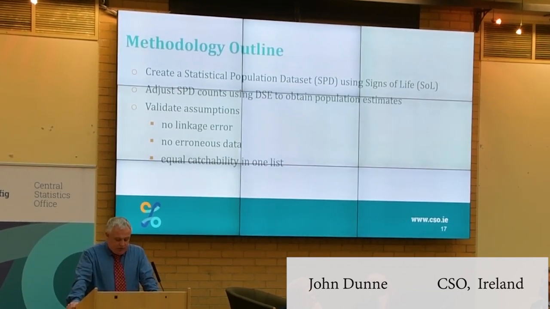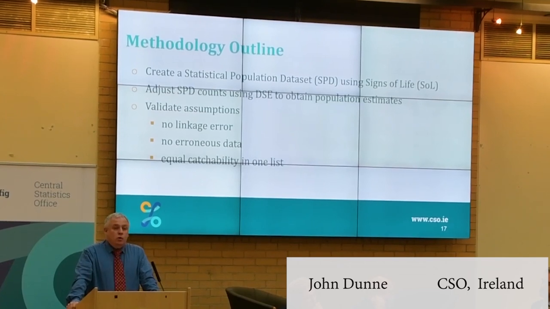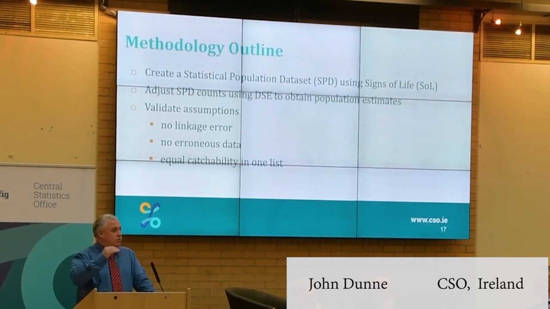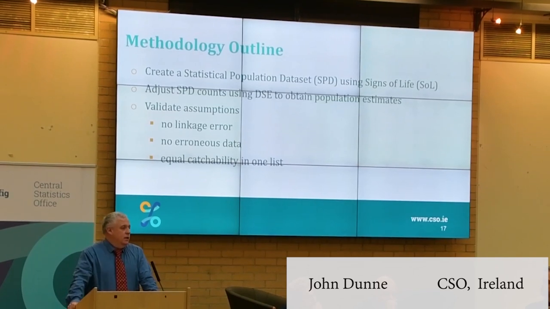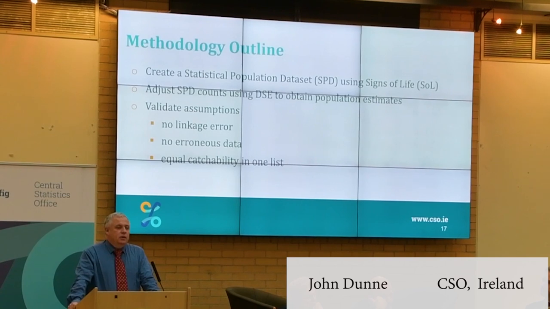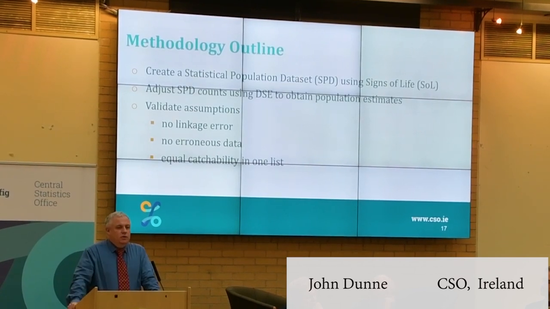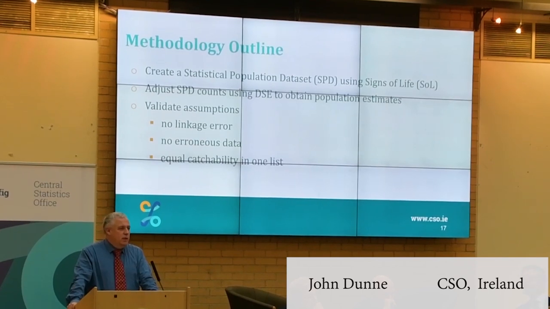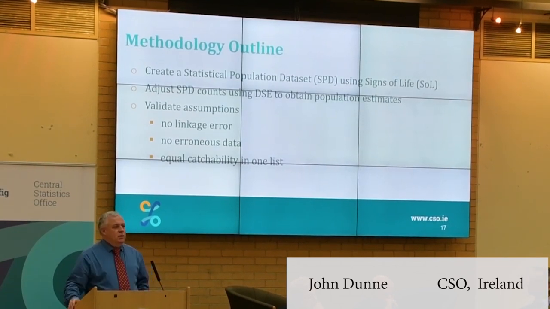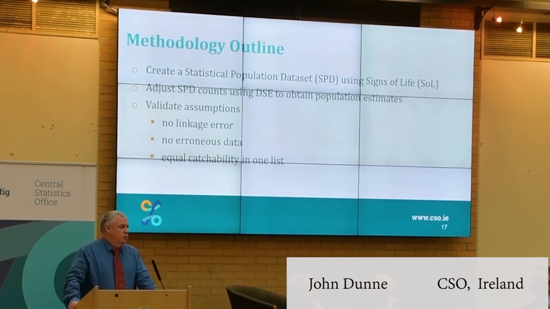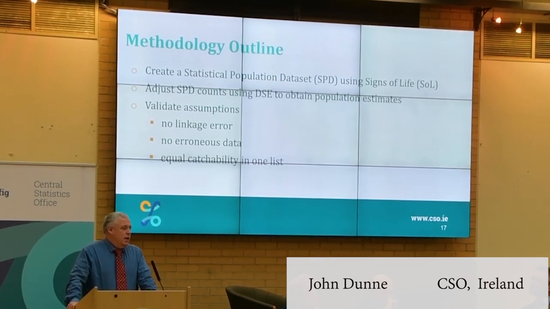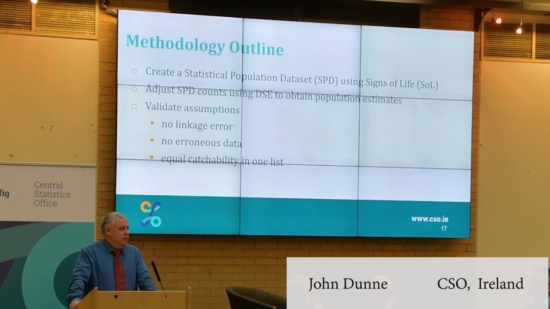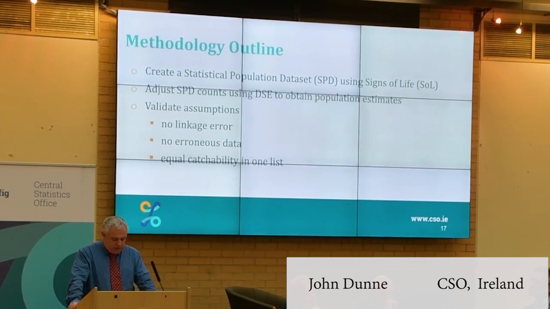So if somebody has an interaction in one or more public administration systems, they will have a record contained in the statistical population data set. Then, in theory, if counts are taken from this statistical population data set, that will give us an estimate of the population. But in fact, it will give us an underestimate of the population because we won't be able to count people who haven't interacted with those systems that are part of the statistical population data set.